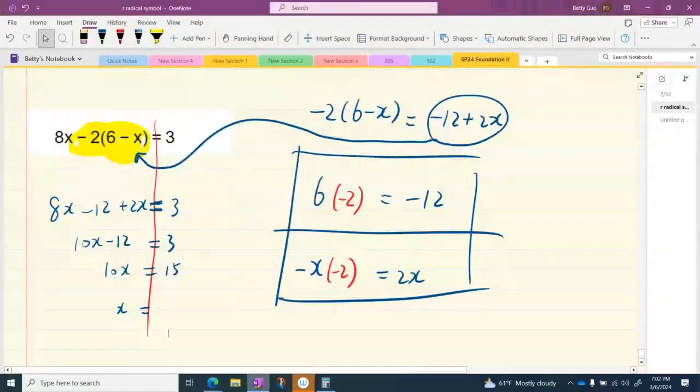8x minus 12 plus 2x equals 3. And 8x plus 2x is 10x. 10x equals 15. Because I moved negative 12 over, I have 15. 15 divided by 10 is 1.5. Either 1.5 or 3/2.